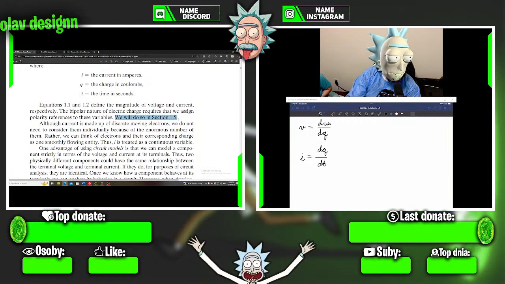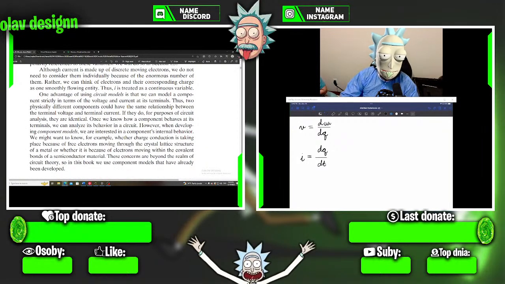I mean, we do so in section 9.5. Current is made up of discrete moving electrons. We do not yet consider them individually because of the enormous number of them. I can just think of it as one big, unanimous blob. Rather, think of electrons and their corresponding charge as one smooth, flowing entity. Thus, the charge is treated as a continuous variable.